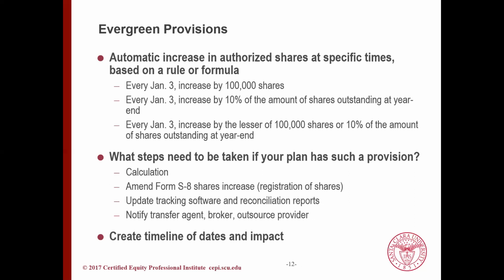And for just a quick note on ISOs, if there is an evergreen provision that is tied to a plan that issues ISOs, they must state the number of shares that can be granted under the total number of shares ever that can be granted under ISOs. And this can be done with a percentage increase, et cetera. But if the plan does not state the number of shares that can be granted as ISOs under the plan, then the evergreen provisions may not be valid.